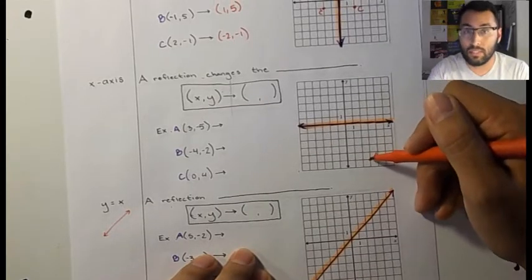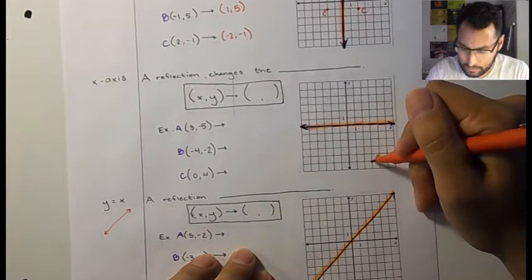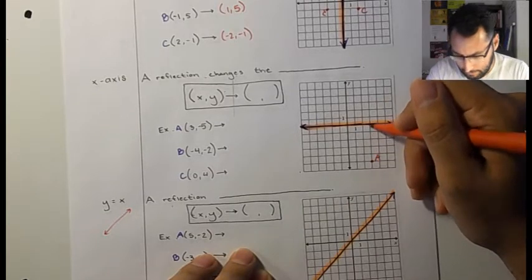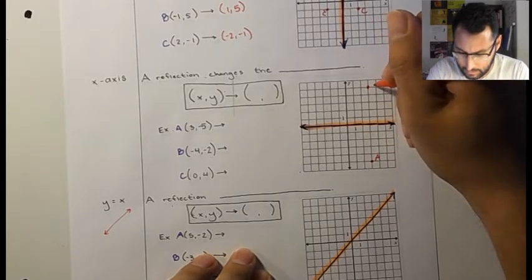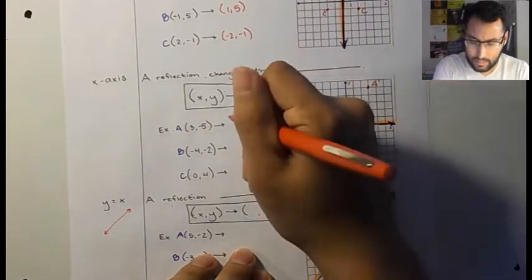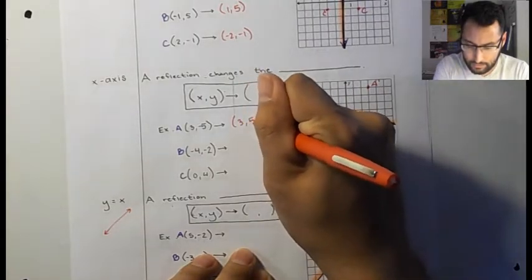So whatever is below it will go above it, and whatever is above will go below. So this looks like 5 below this line, so it's going to be 5 above. Now I'll put A prime there. That coordinate is 3, 5.